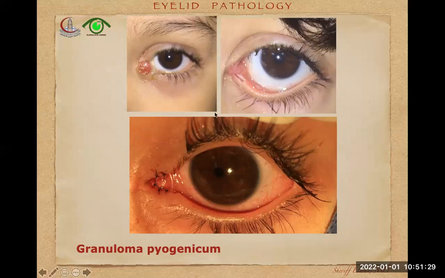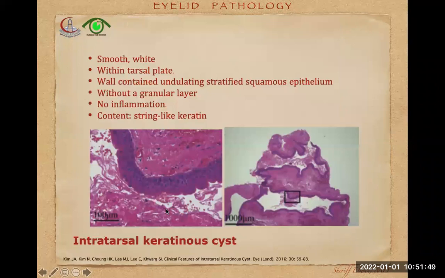A granuloma pyogenicum here is occurring around the puncti after a very bad trial of dilatation. And when excised, it was found to be a granuloma pyogenicum, and the puncti and canaliculi were repaired.